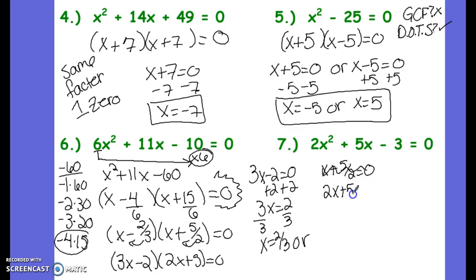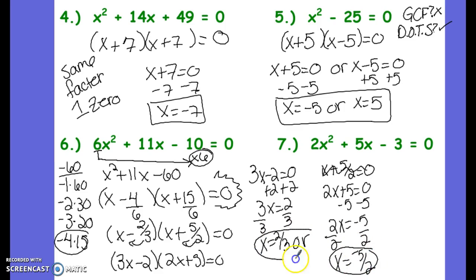2x plus 5 equals 0. Subtract 5, 2x equals negative 5. Divide by 2, x equals negative 5 halves. So you have your two answers there.